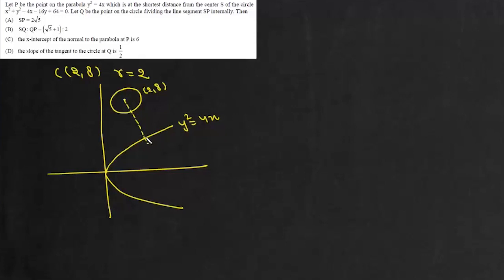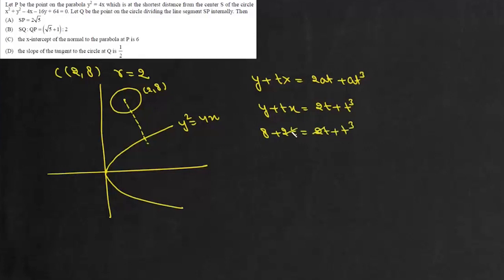So what we'll do is we'll write the equation of the normal to this parabola, and we know that the equation of the normal is given by y plus tx equals 2at plus at cube, and in this case the value of a is 1. So it will be y plus tx equals 2t plus t cube, and this normal will pass through the center of the circle. So it will be 8 plus 2t equals 2t plus t cube. Now this 2t will cancel.